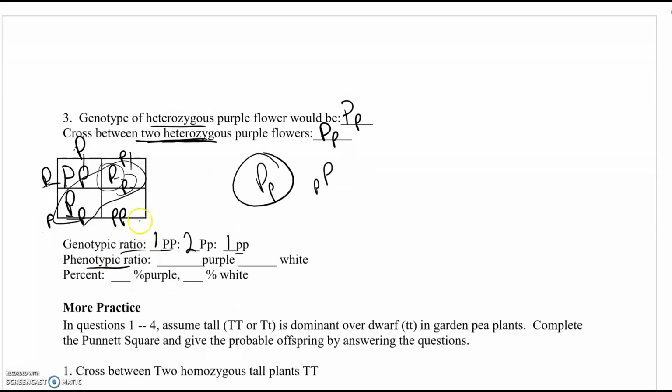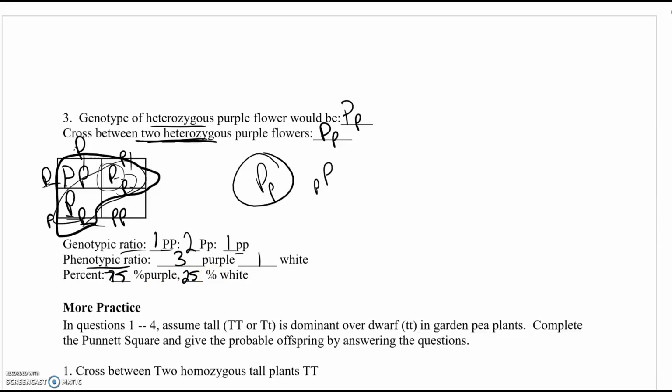So a phenotypic ratio here, all three that have a big P are going to be purple, because purple is dominant, so 3 out of the possible 4 offspring would be purple, and 1 would be white here. So we have 3 out of 4, that's a 75% chance of having a purple offspring here and a 25% chance of having a white offspring.